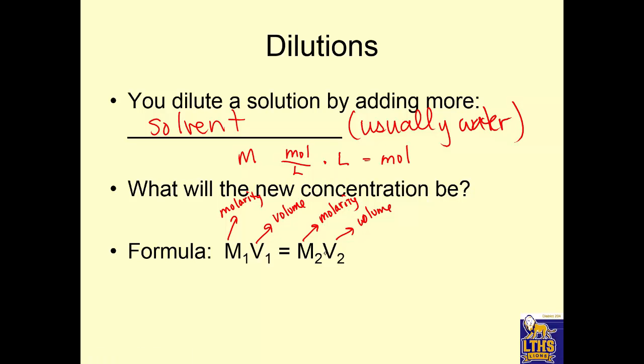So what stays the same? Moles. What changes? The concentration and the volume change, but when you multiply together those two quantities, the moles stay the same. So we're going to call the 1s the more concentrated solution, and the 2s will be less concentrated. If we stick with that, we'll be able to do the problems the same each time.